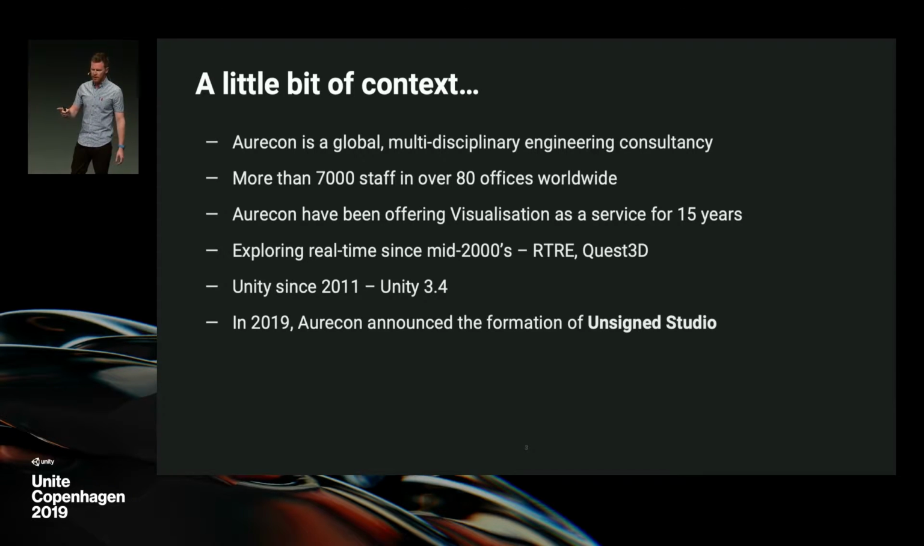Now, earlier this year, in 2019, I think it was a few months ago now, we announced the formation of Unsigned Studio, and that came about through an acquisition that we made in Australia. If anybody has heard of a visual effects company called Squint Opera, there was a Melbourne franchise of Squint Opera, and they made the decision to break away from the Squint franchise, and then shortly after that, Aurecon acquired them. So they joined, combined with the existing visualization team that we'd had for the last 15 years, and we now refer to ourselves as Unsigned Studio.